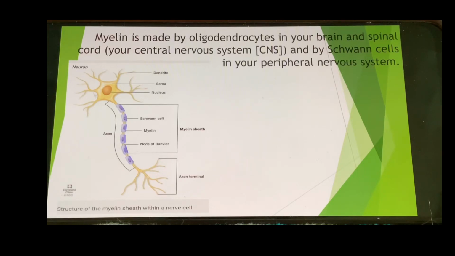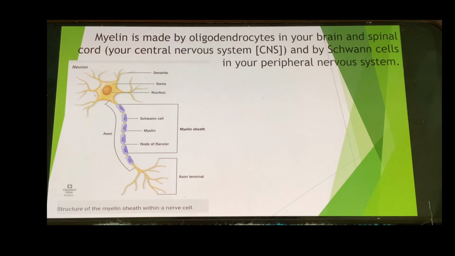So the basic unit of the nervous system is the neuron. Like when a child is born into this world, he is without clothes. The same is true with neurons. They are without their covering, myelin.